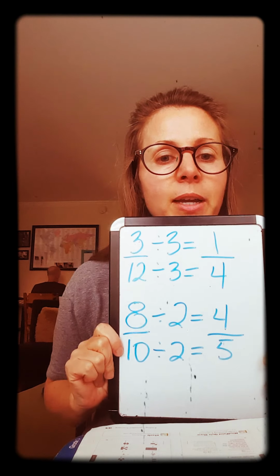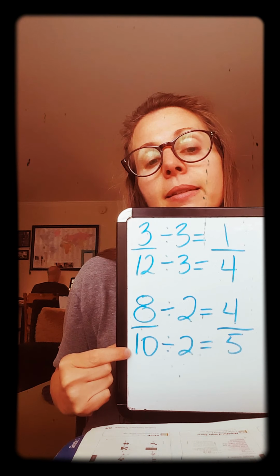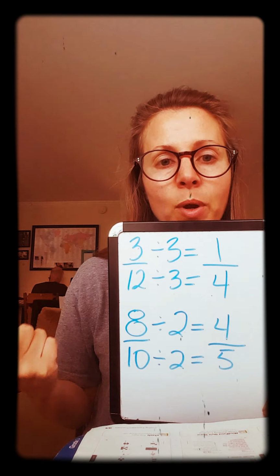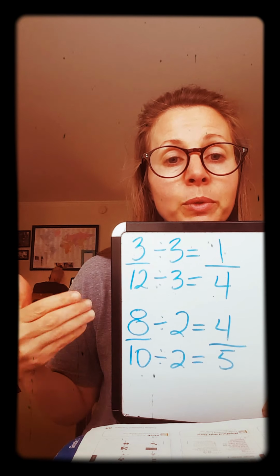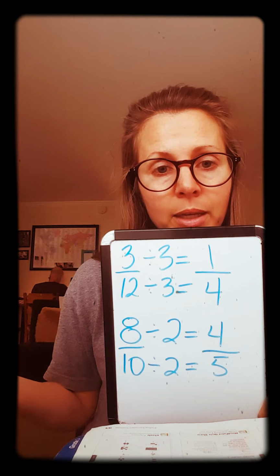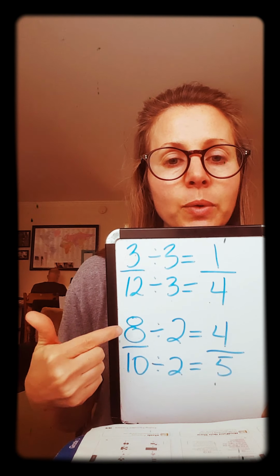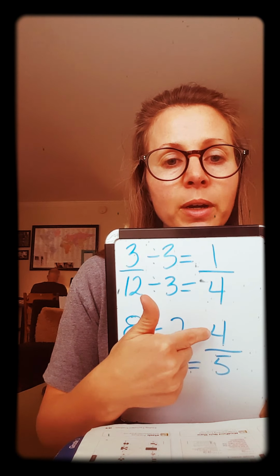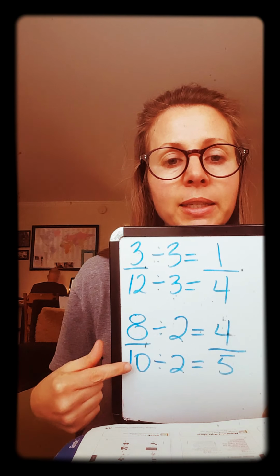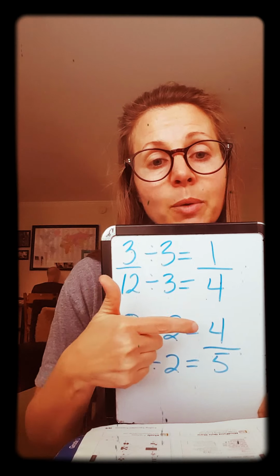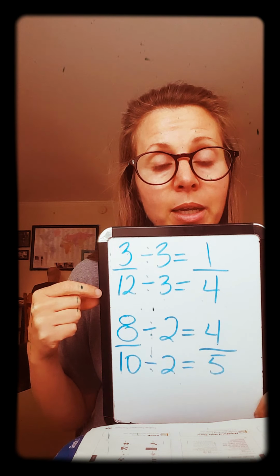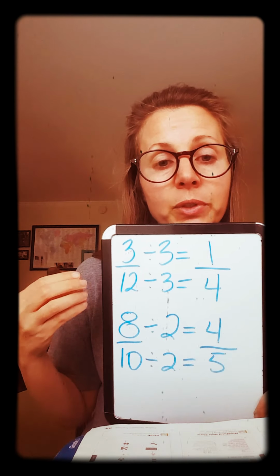Same strategy for the next one. We have 8 tenths. What divisor, what number can we divide into the numerator and the denominator that will divide them both equally? 2 works great. So 8 divided by 2 is 4 for the numerator, and 10 divided by 2 is 5 for the denominator. So we end up with 4/5. Okay? So we shrunk that down to the simplest form.